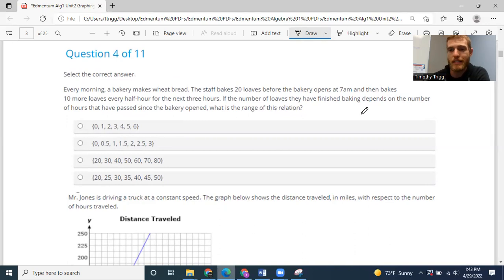Again, the range is the dependent variable. So the dependent variable in this case is the number of loaves that are baked. So they bake 20 loaves before you even start. So that's going to be our starting amount, 20. And then they bake 10 more loaves every half hour. So adding 10 each time. Again, the range looks at the dependent variables, the y's in the x and y axis, the y value.